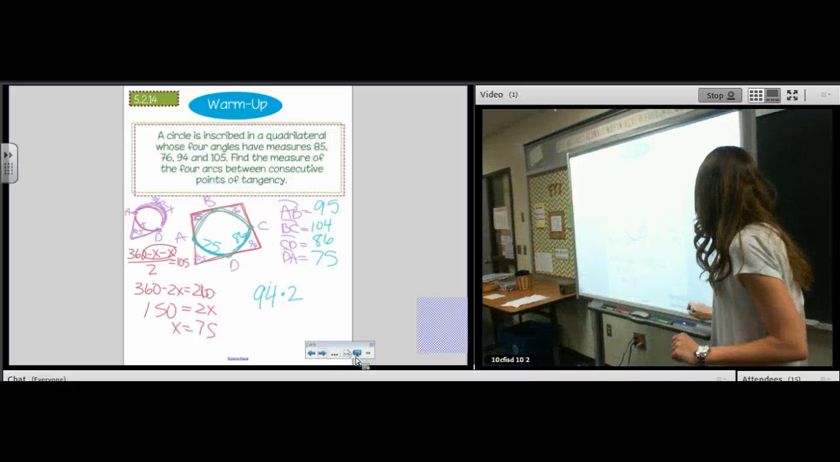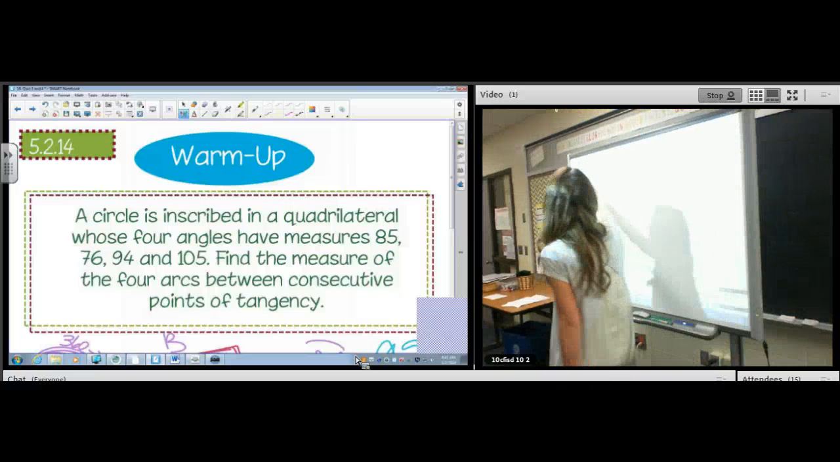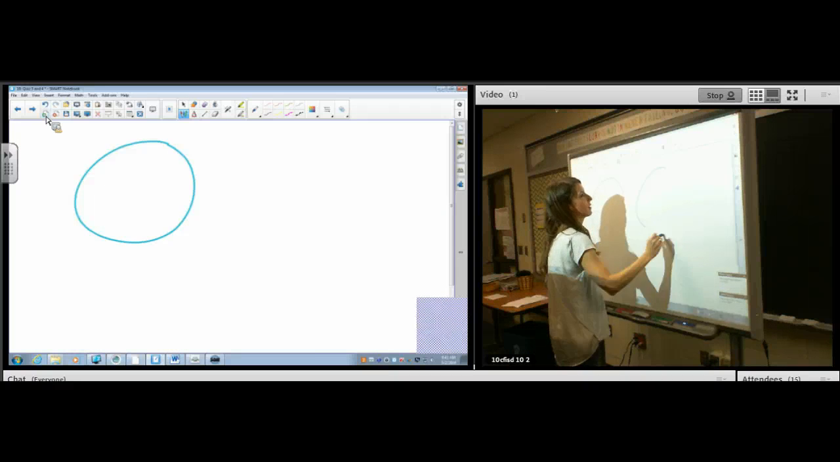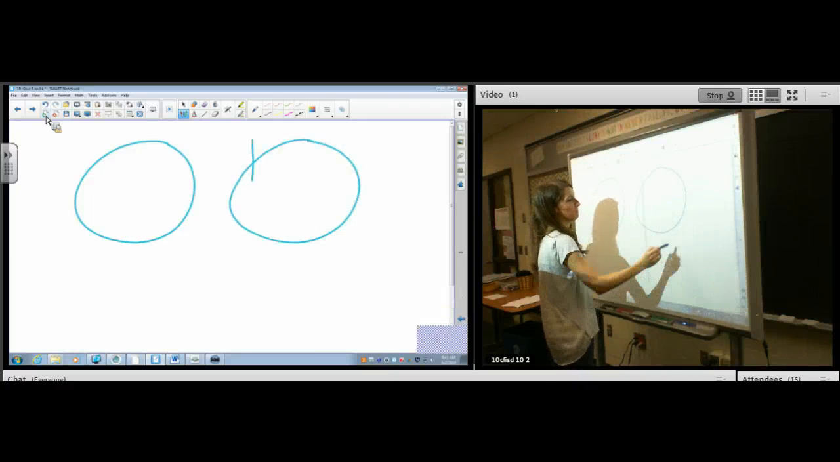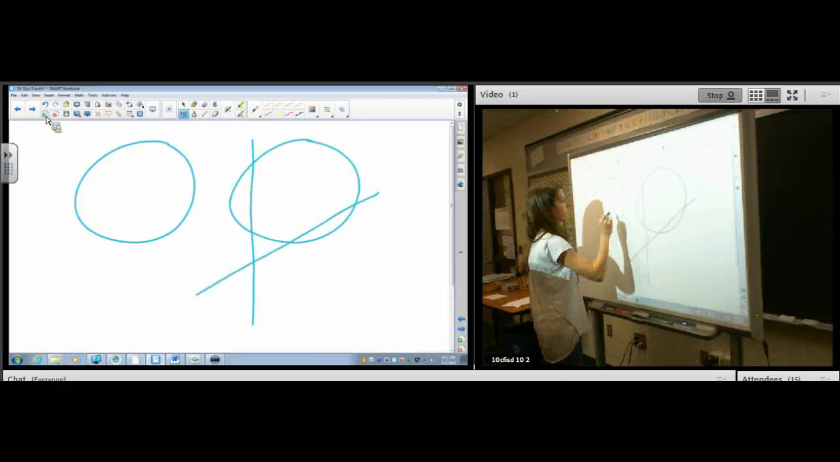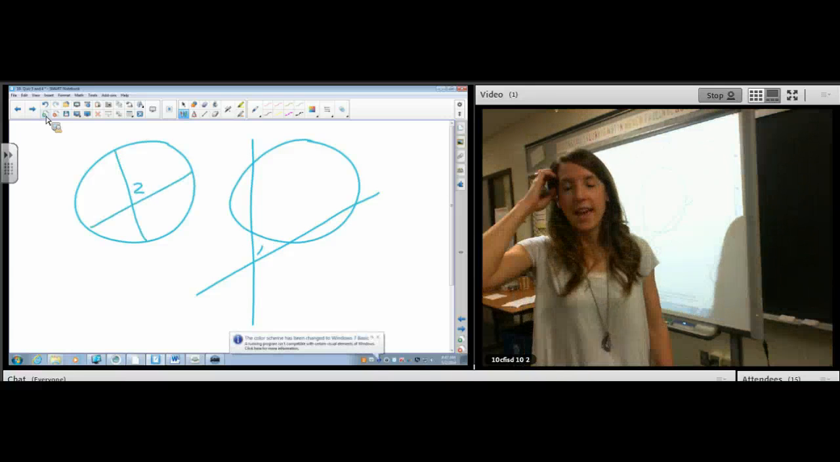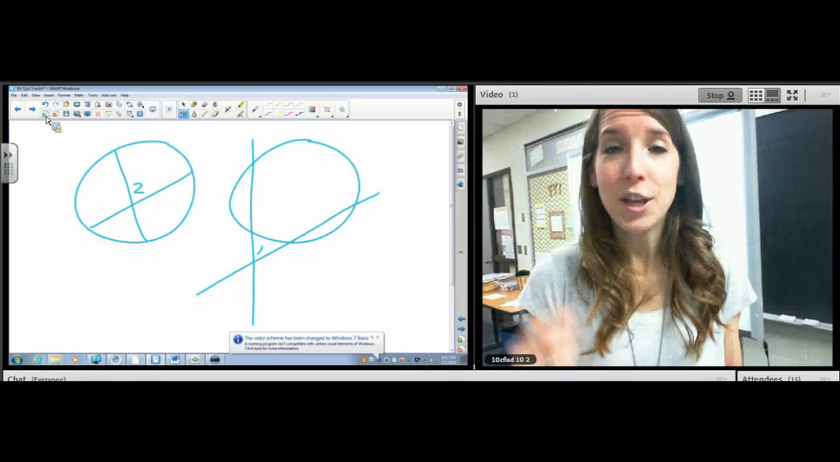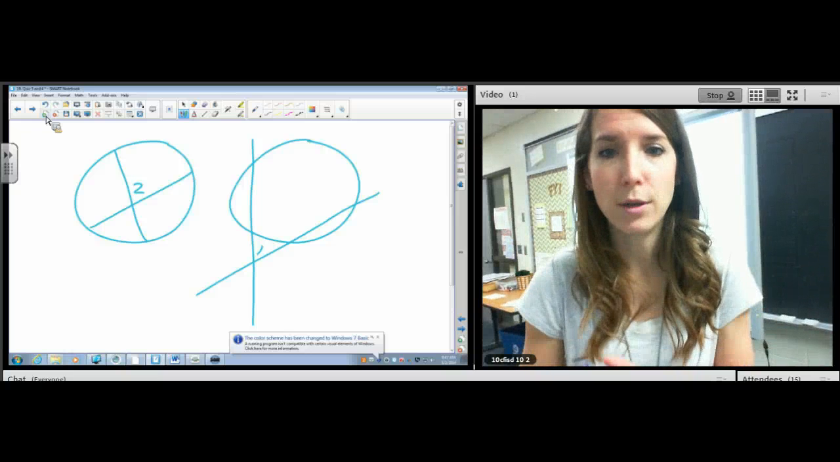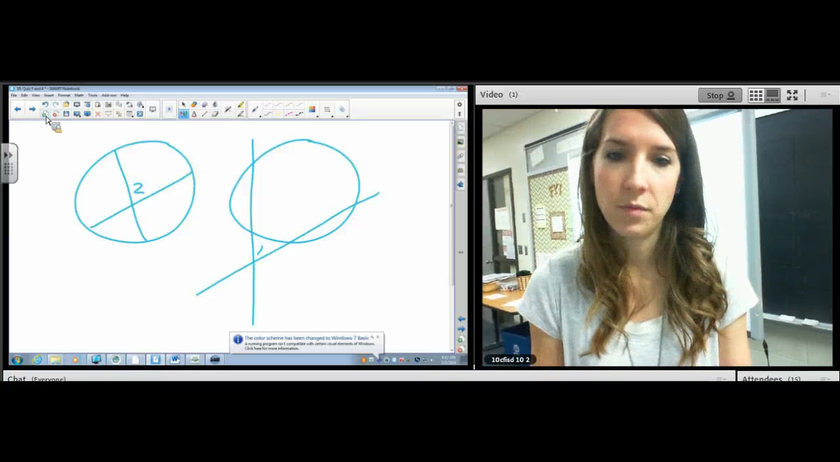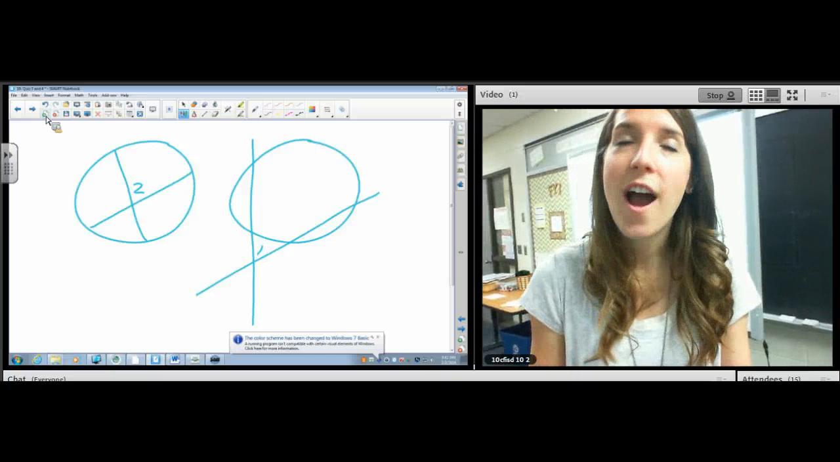All we used was, hey, if an angle's outside, you subtract the arcs and divide by 2. If the angle's inside, you add the arcs and divide by 2. There's not too many theorems.